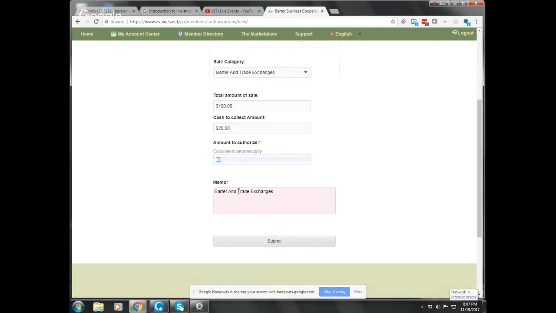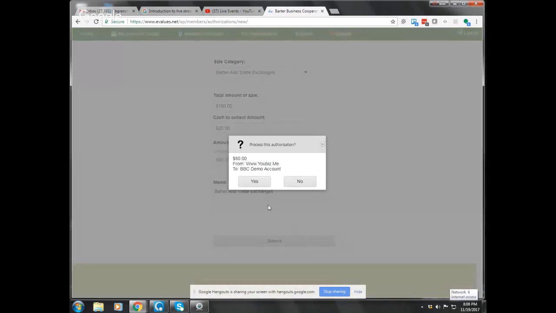All I could do then is override this memo and put some kind of description, editing what it is that we are providing services for. And in the case of this demo account, it defaults to just barter and trade exchange. I would hit submit. It gives me a message that says, are you sure to process this authorization for $80 from the UBizme account to the BBC demo account?